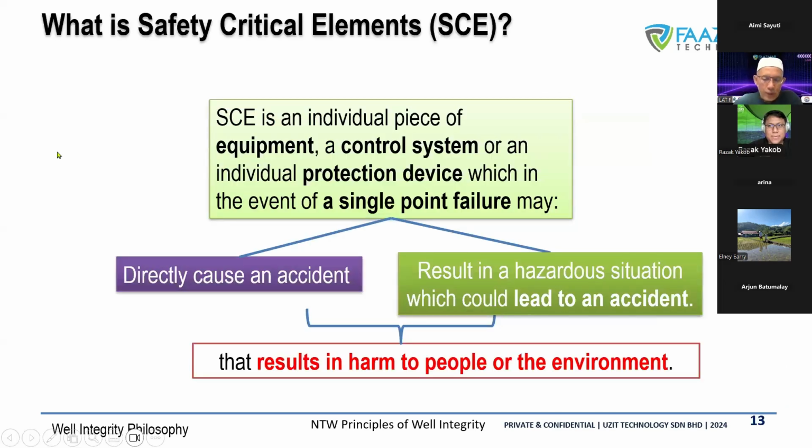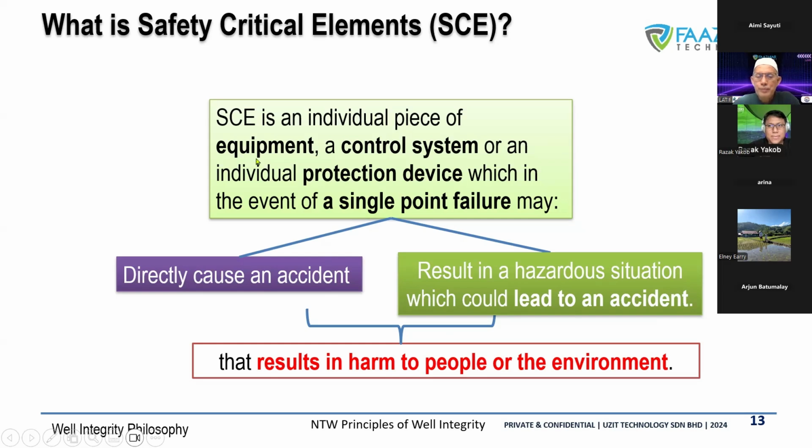Then the next subject we are going to cover is called safety critical element. Critical elements always relate to safety and integrity, so when they fail, they are going to give you a problem. An SCE, or safety critical element, is an individual piece of equipment, a control system, or an individual protective device which, in the event of a single failure, will directly cause an incident or result in a hazard. It is almost like a last line of defense. That's the definition: last line of defense. So when it fails, you start to see the result of the failure.